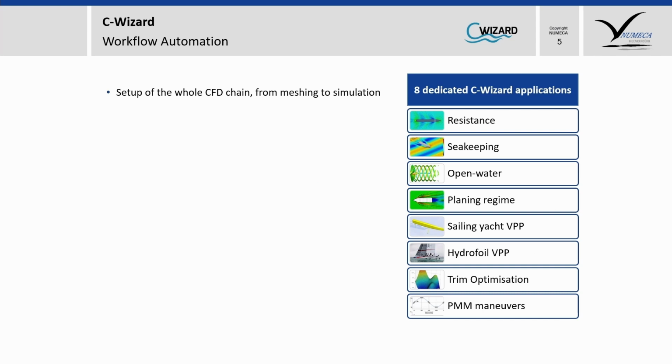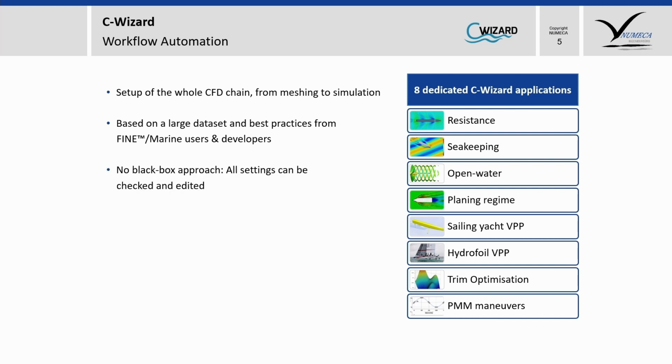Okay, so Wizard sets up the entire CFD workflow from meshing to simulation, but what is happening in the background? The domain, meshing, and simulation settings are based on our best practices, users' and developers' experience, and it is not a black box. The user can check all of the settings and even modify them.